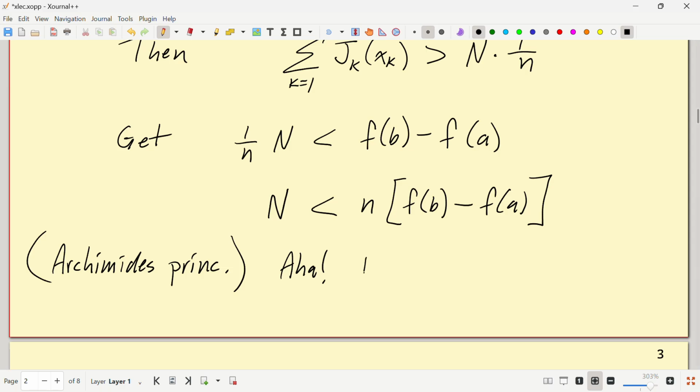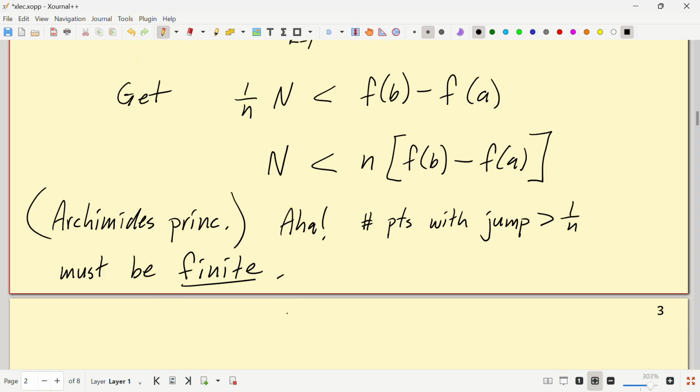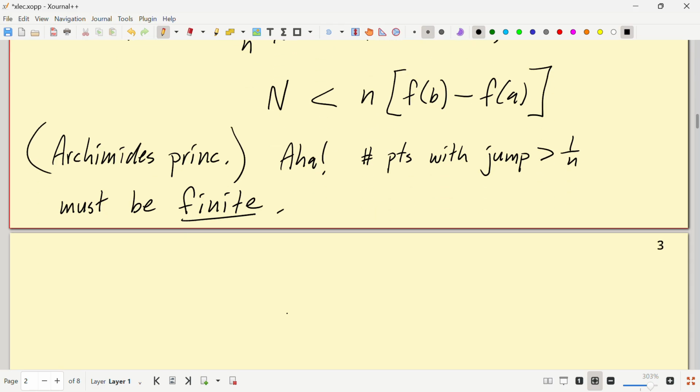The number of points with jump size greater than 1 over n must be finite. Okay, so if something has a jump, that jump is a number, it must be bigger than some 1 over n. That's the Archimedes principle again. I guess that's the first place I use the Archimedes principle.